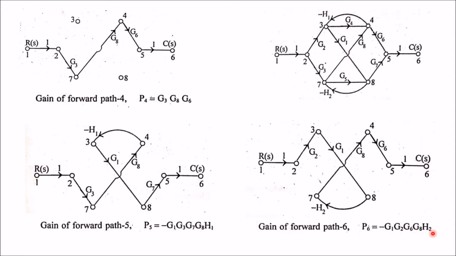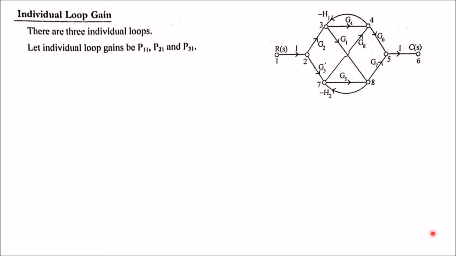So we have found all the 6 forward paths. Now my next step is to find the individual loops. What is a loop? A loop is this circular kind of thing. That means you should start from one node and reach the same node by traveling through some other nodes. Let me start from node 3, then I go to node 4, then I can come back to node 3 by this one. Yes or no?